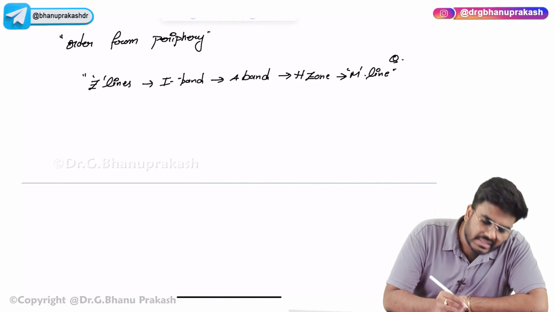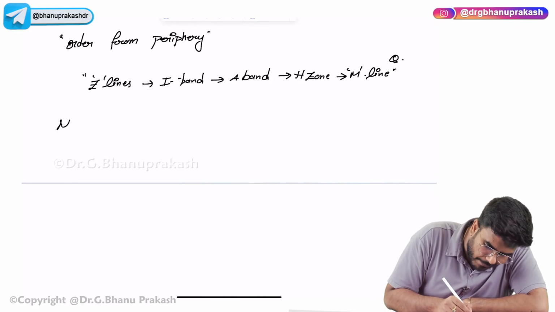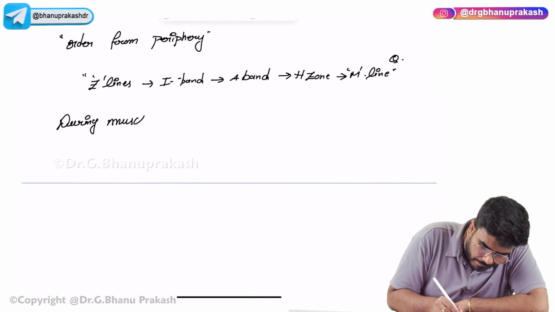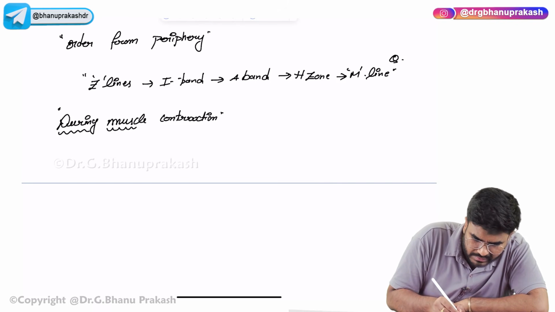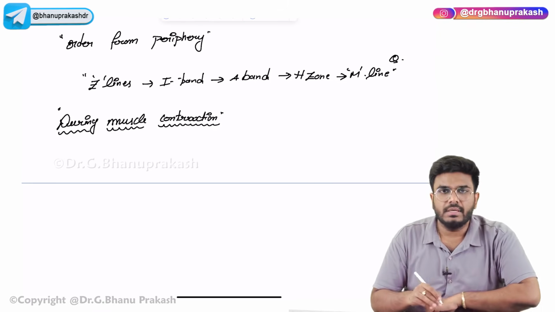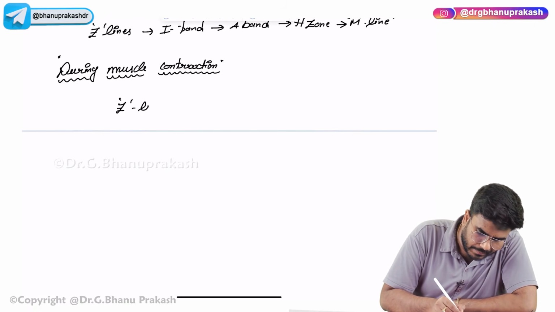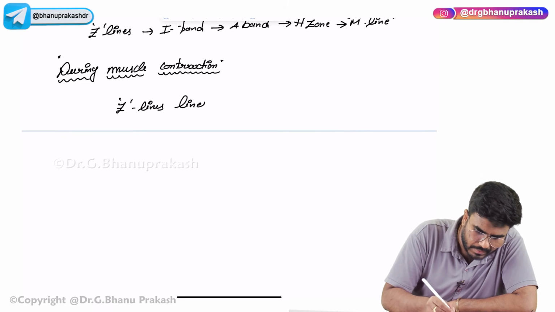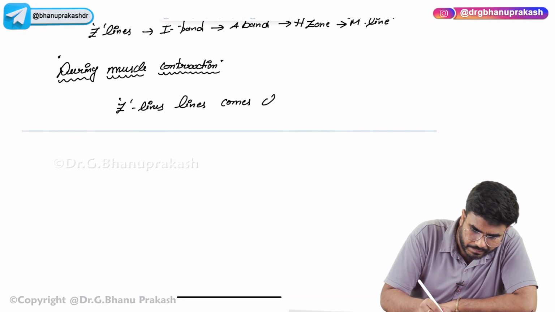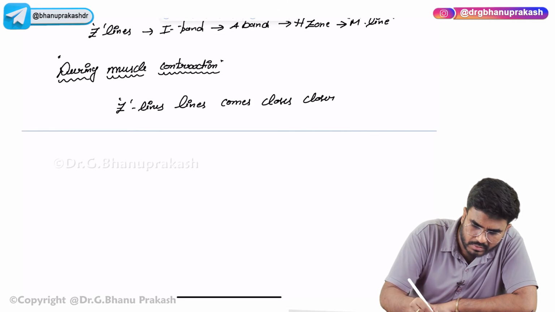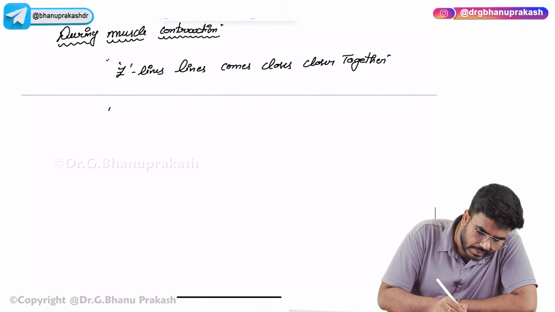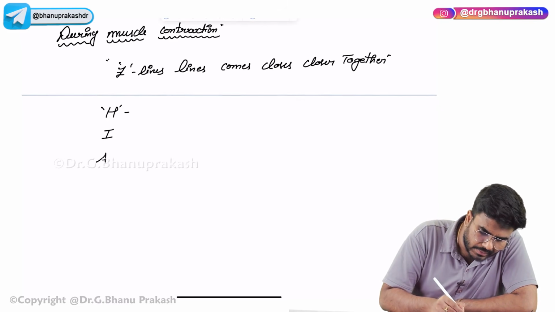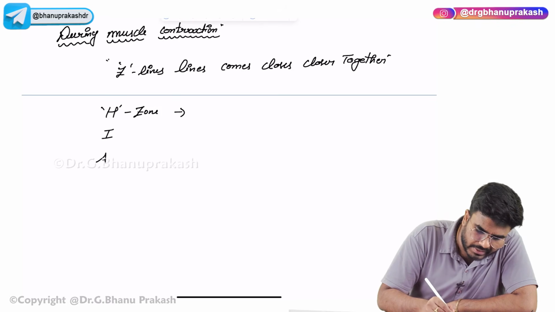So look, during muscle contraction, what are the changes that will be seen? Which changes are going to be seen? Say, the Z lines come closer together. Both the Z lines will come close together. Next, what about the H zone? The H zone and I band, they are both going to decrease.